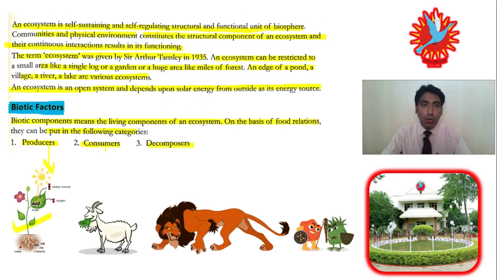Okay, so next category is consumers. Here you can see this is a goat and this is a lion. Both are the consumers, because they cannot prepare their food, they have to depend on other organisms to get their food. They can't synthesize their food. Okay, the third category is decomposers.